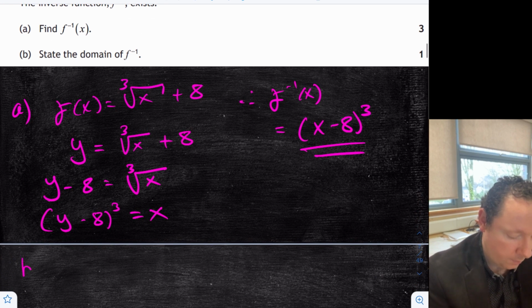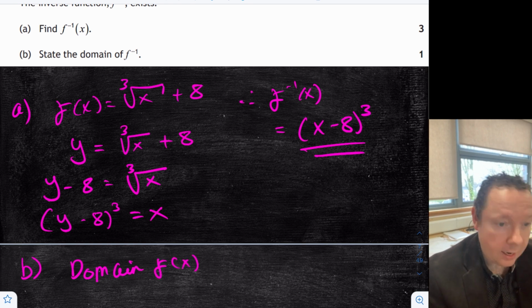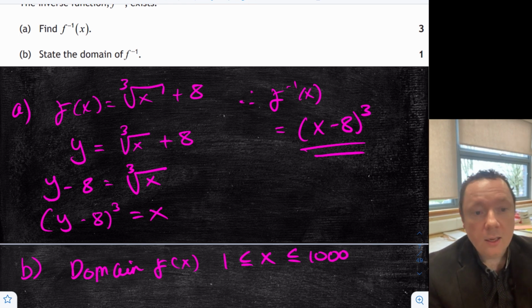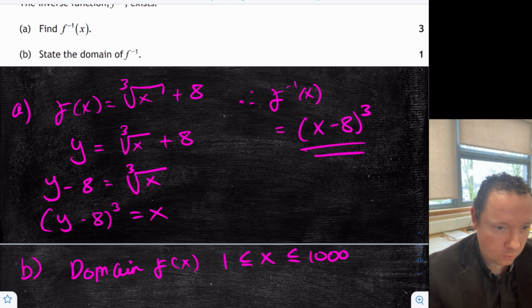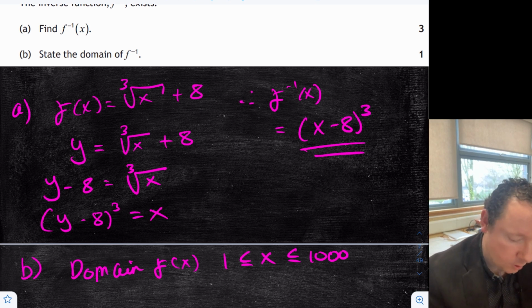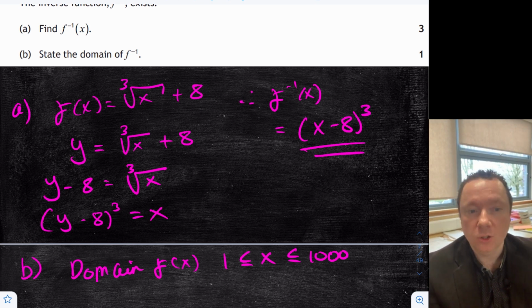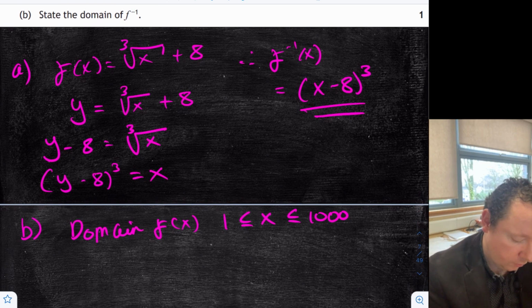Okay, so for part B, we know that the domain of f of x is 1 less than or equal to x less than or equal to 1000. We can work out the range of f of x. If we work out the range of f of x, that is the same as the domain of the inverse function. So the range of f of x, substituting 1 in f of x and substituting 1000 in f of x.